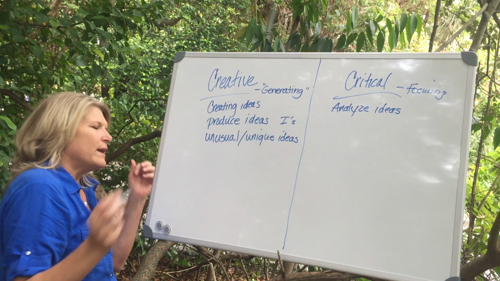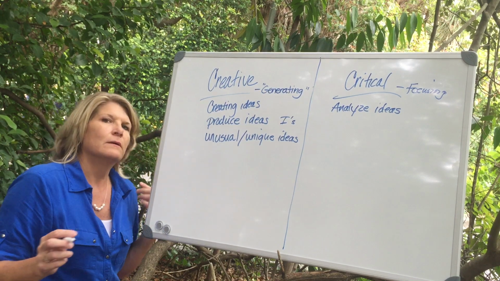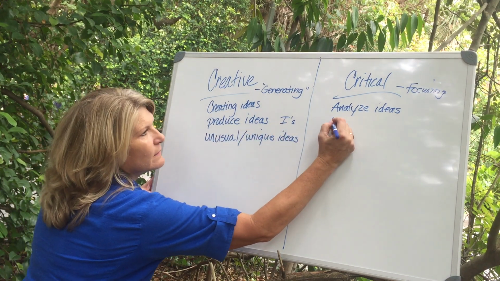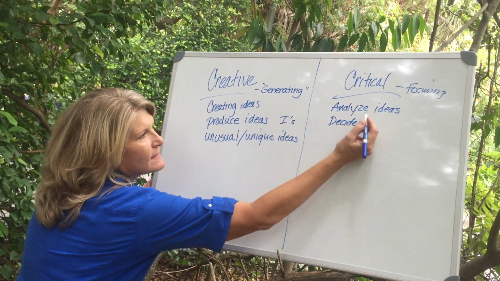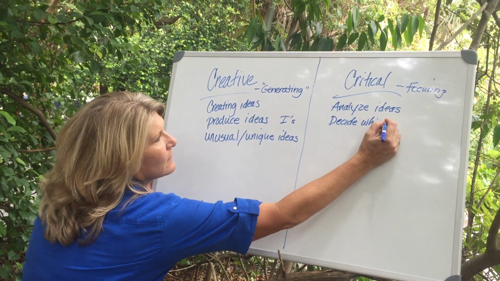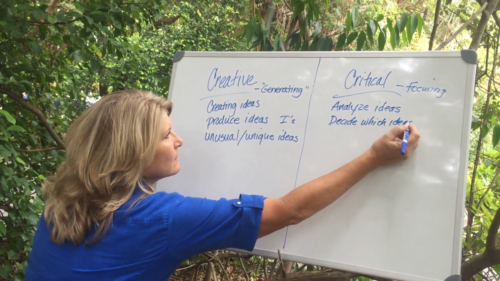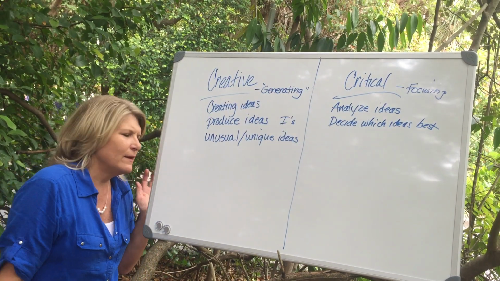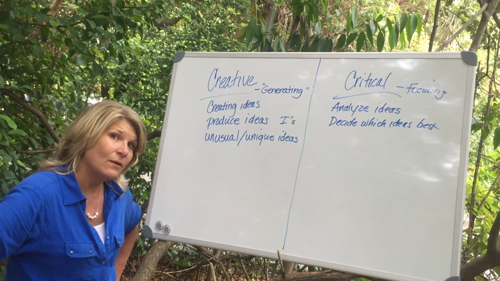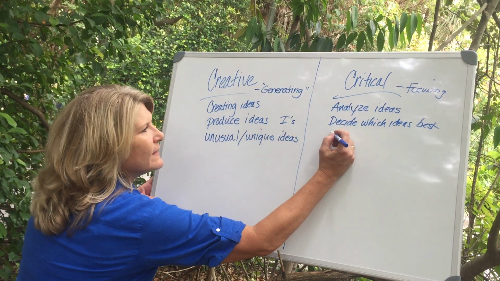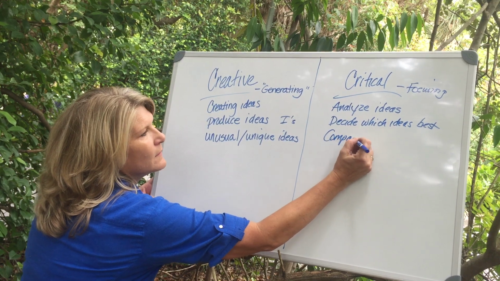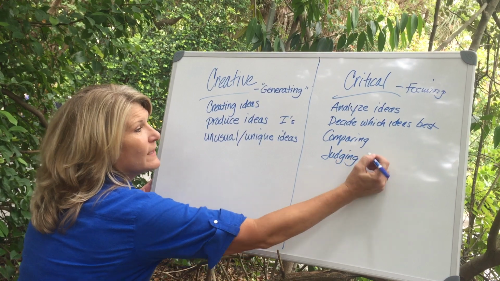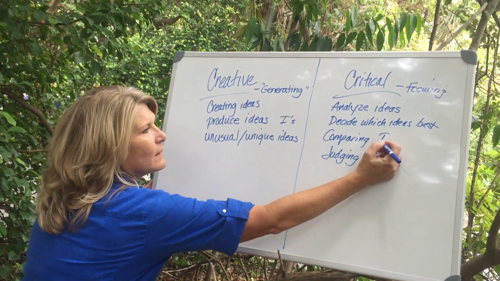All right, what else are you going to do when you focus? Maybe decide which ideas are best. Write that down. Decide which ideas are best. All right, maybe there could be some comparing or judging your ideas. So let's write that down. Comparing or judging. And here I'm going to use that abbreviation, IS.